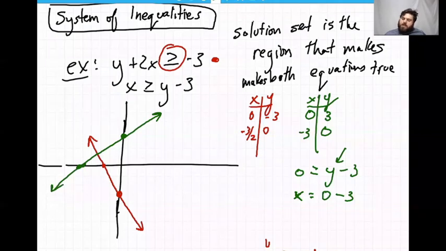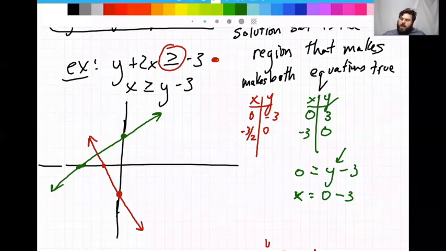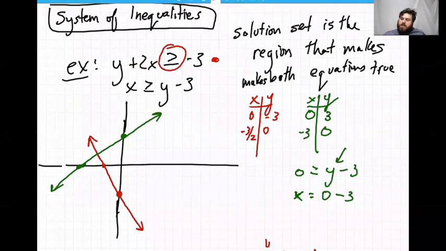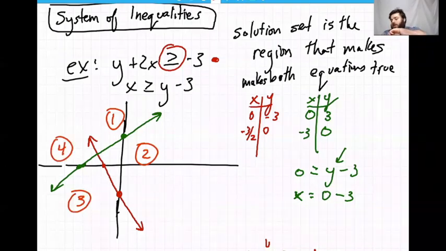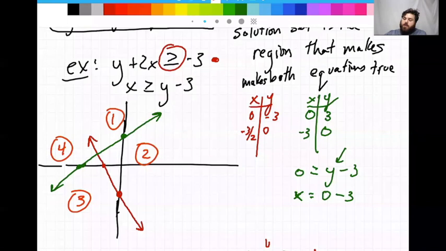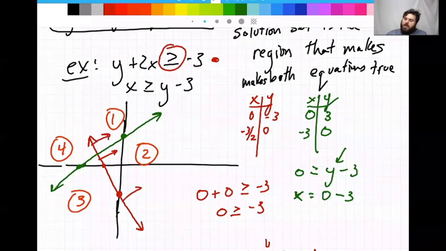All right, so what happens is there's 4 regions. There's 4 different locations where I could have the solution set be. There's region 1, region 2, region 3, or region 4. Now, if you want to, you could test points for each equation, like test 0, 0 into the first line, okay? So test 0, 0 into the first line. You get 0 plus 0 is greater than or equal to negative 3. Is 0 bigger than negative 3? Yes. Now I use little arrows here, okay? Just a couple little arrows to show which side I'm shading towards.